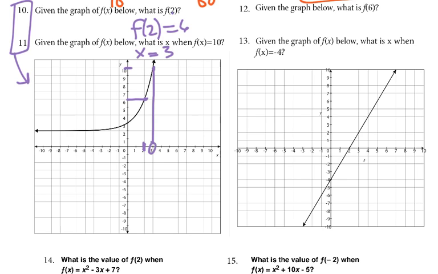For 12, same as I did, just with this linear graph instead of exponential. So input of 6, go up to my graph. What's my y value? My y value is 8, so f of 6 equals 8. Now what about when f of x equals negative 4? What is x? So negative 4, it's crossing right here. That's our y-intercept. So x would equal 0.